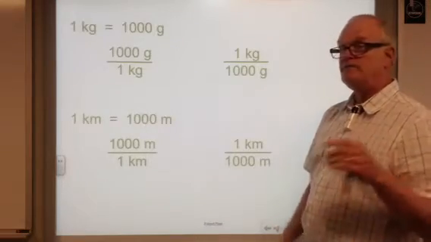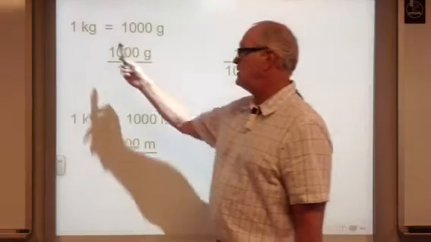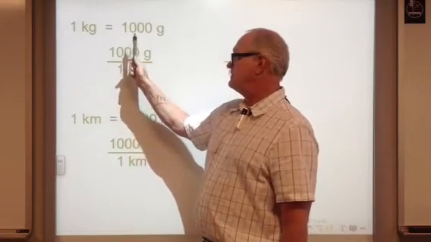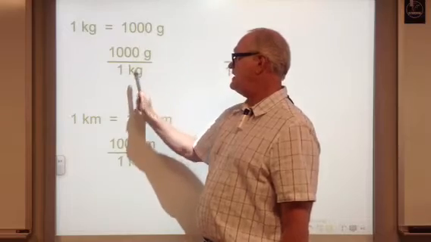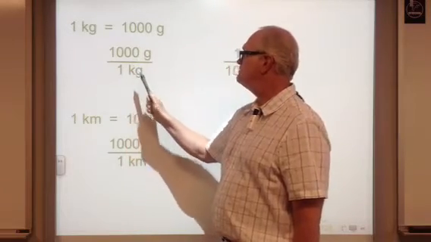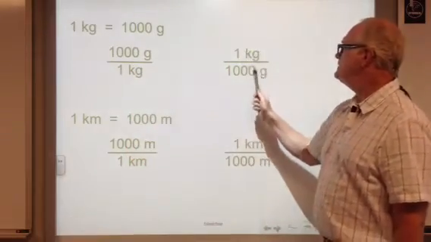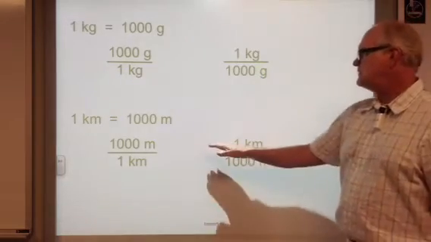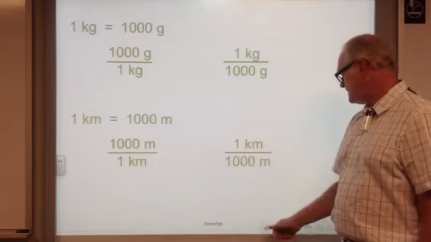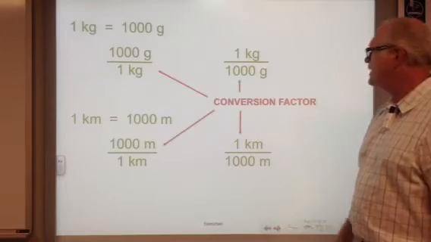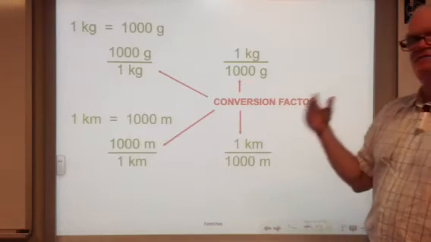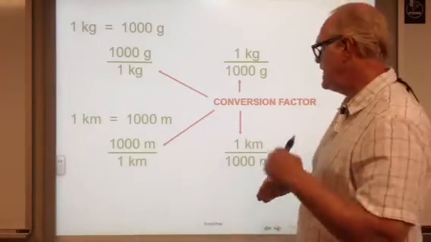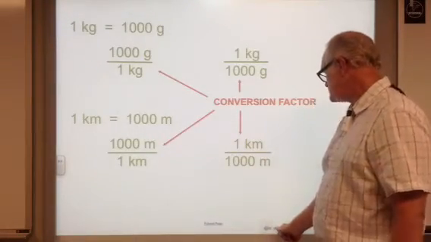All right, so knowing that those expressions are true, we can make conversion factors from them. 1,000 grams equals 1 kilogram. Here's a conversion factor. 1 kilogram equals 1,000 grams. Here's a conversion factor. Same way down here with these units that are based on meters. All 4 of these fractions are conversion factors because their numerators equal the denominators in each case.